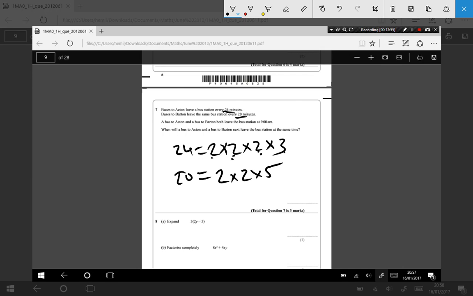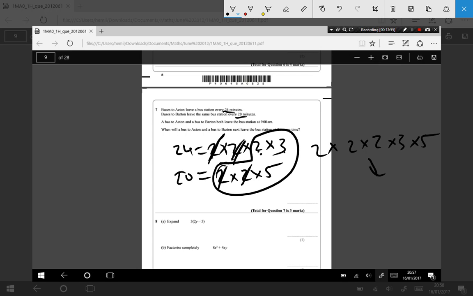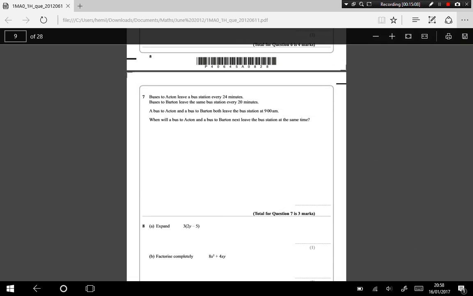And to find the lowest common multiple, first cancel out all the ones that are the same. After you cancel out all the ones that are the same, use only one of the set of numbers. So don't use these ones, but use these ones. So use all these values and you get it. So do 2 times 2 times 2 times 3 times 5 and you get your lowest common multiple. So 2 times 2 is 4, 4 times 2 is 8, 8 times 3 is 24, and 24 times 5 is 120. And so 120 minutes is the lowest common multiple. So that's 2 hours. So if you add 2 hours onto 9, you get 11 a.m. And so that's the answer, 11 a.m. And that's all it is.